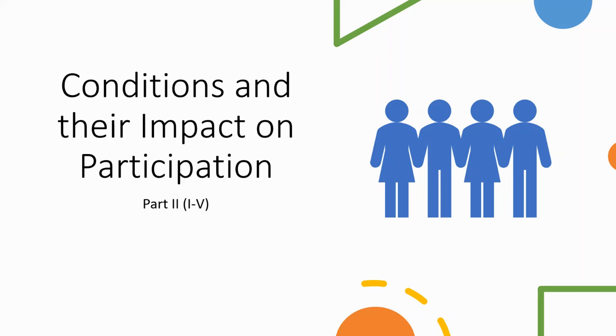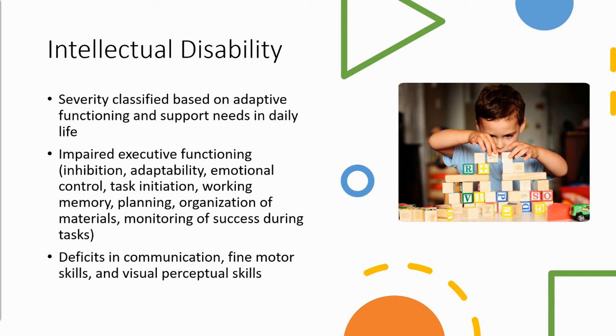This is part 2 of common conditions and their impact on participation. Intellectual disability can range in severity based on adaptive functioning and the child's support needs in their daily life. It is characterized by impaired executive functioning. Impaired executive functioning would apply to inhibition, adaptability, emotional control, initiation of tasks, working memory, planning, organization of materials, and monitoring of success during tasks.